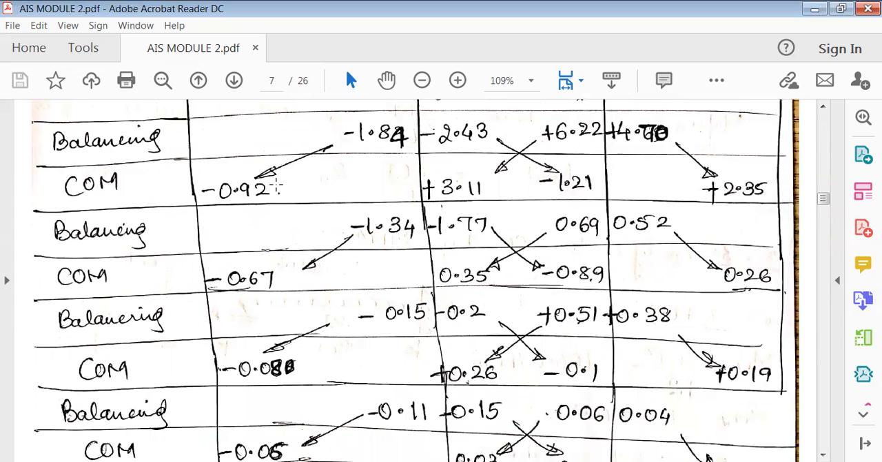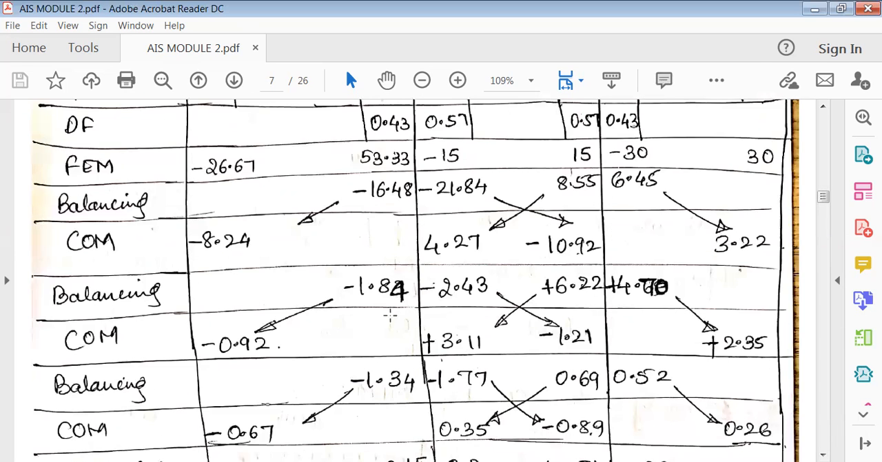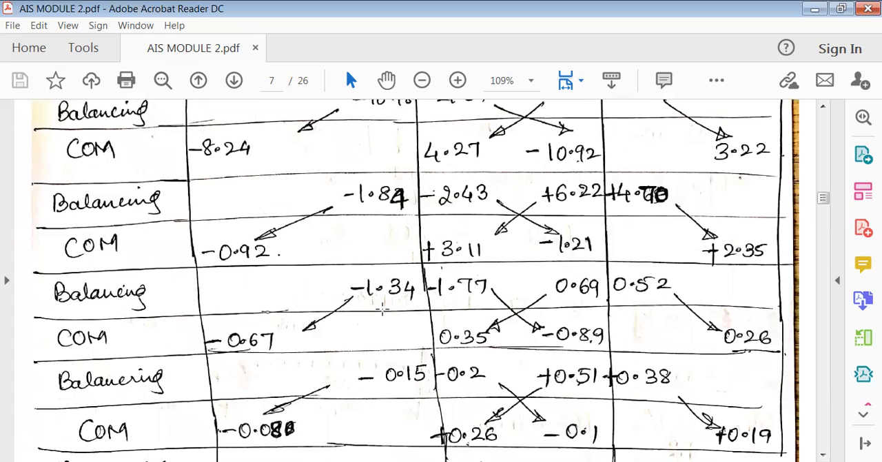Next again is the balancing. Once you carry over, next is balancing. Now again balance 3.11. The answer is positive, so change the sign. Minus, minus. So 3.11 into 0.43. You have to write it in this column. 1.34.